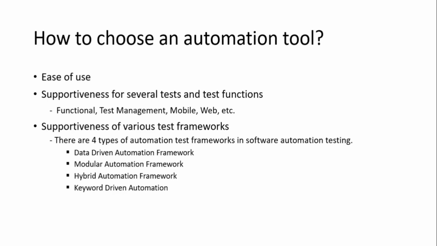The third one is supportiveness of various test frameworks. Coming to test frameworks, we have four types of automation frameworks in software automation testing. The first one is the data-driven automation framework. Second one is the modular automation framework. Third is the hybrid automation framework. And fourth one is keyword-driven automation.